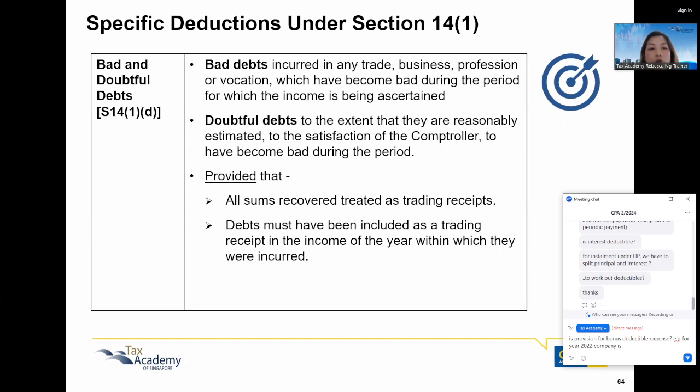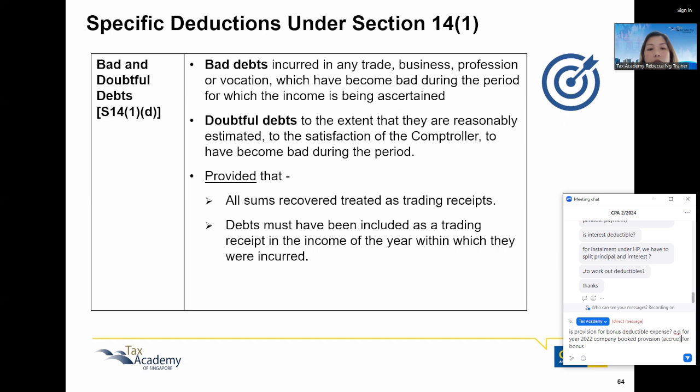And Section 41 also provides for bad debts and doubtful debts. So in order to qualify for deduction for bad debts and doubtful debts, the debt must be bad. Okay, so the debt must also be included in the trading receipts previously. All right, so these are the two criteria.